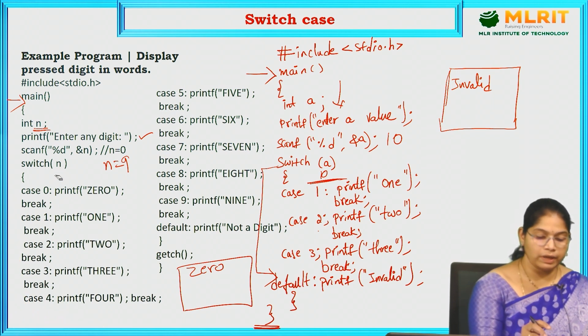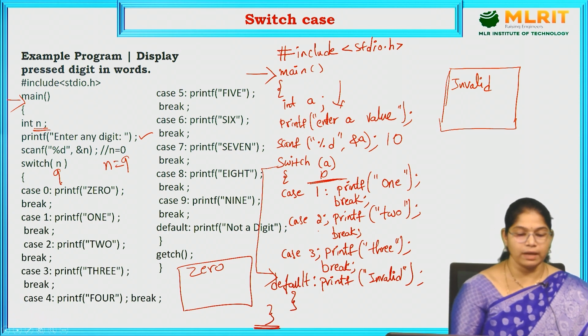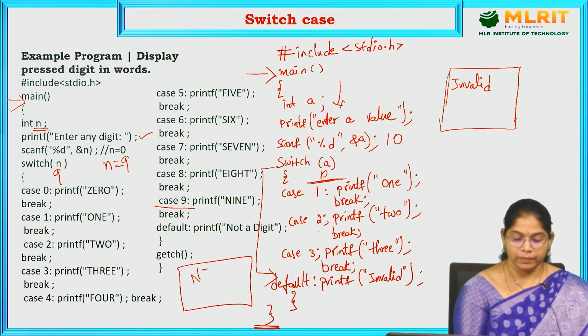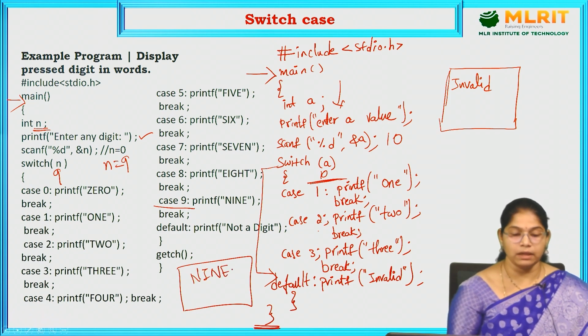Now what is the n value? N value is 9. Is there any case that matches with n? Yes, we have case 9. So here it prints 9, then ends the execution.